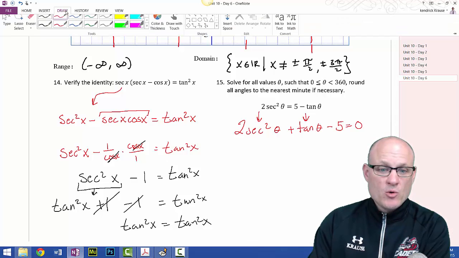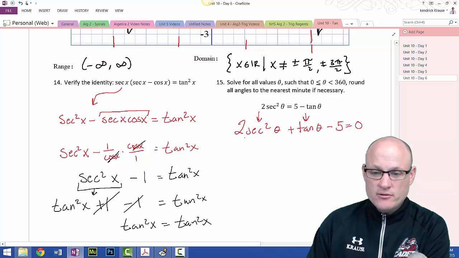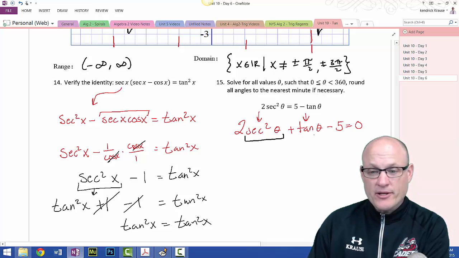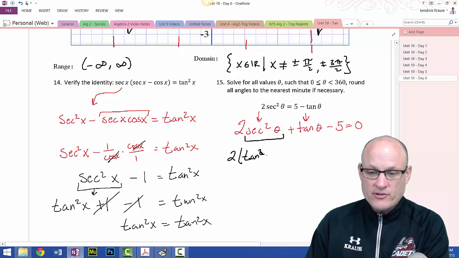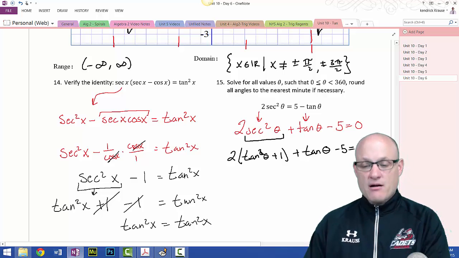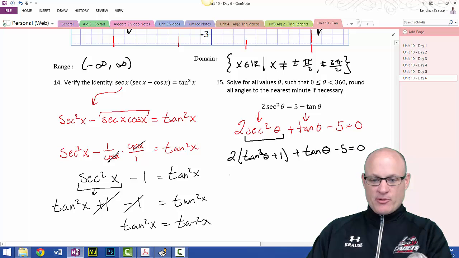So we are going to have to replace secant squared. You can't replace a plain old tangent, but you can replace a squared. And if I remember correctly, I just did it. That's tangent squared theta plus 1. And I'll just copy everything else down: tangent theta minus 5 equals 0. All right, we're getting close to the end. Distribute. I get 2 tangent squared theta plus 2 plus tangent theta minus 5.